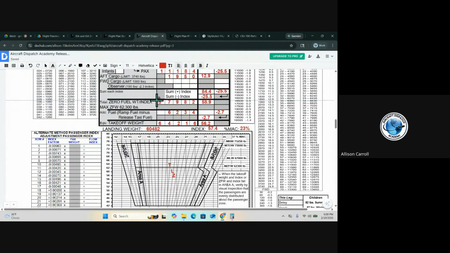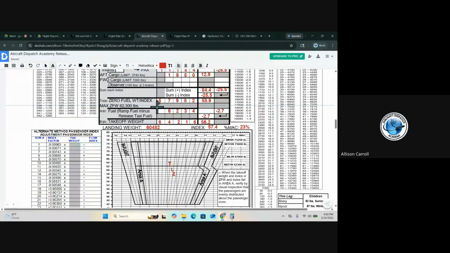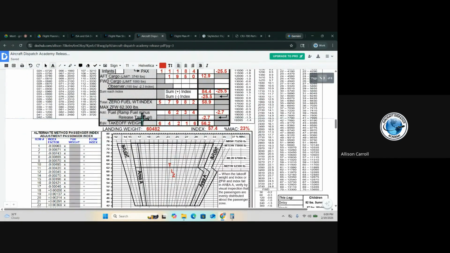So in my mind, it makes more sense to just keep it consistent, but it totally works both ways to find your landing weight. If you want to start at takeoff weight, that's fine. If you start at zero fuel weight, that's fine. Whichever way you prefer.